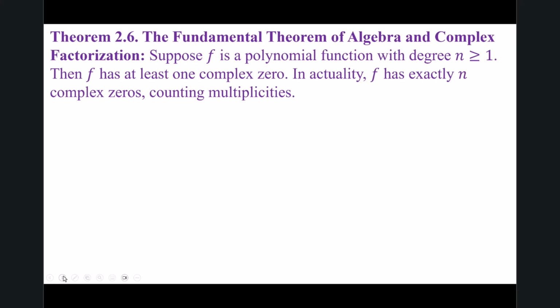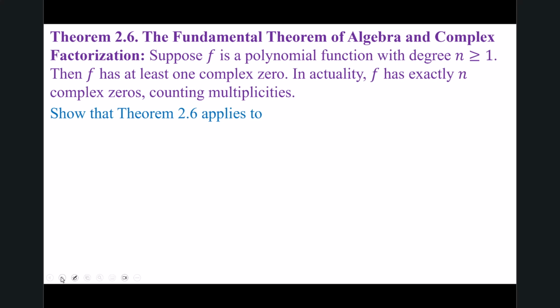Part 3, Complex Roots of Polynomial Functions. The fundamental theorem of algebra and complex factorization. Suppose f is a polynomial function with degree n greater than or equal to 1, then f has at least one complex zero. And actually, f has exactly n complex zeros counting multiplicities. So if we have a degree 3 polynomial, there are 3 zeros.